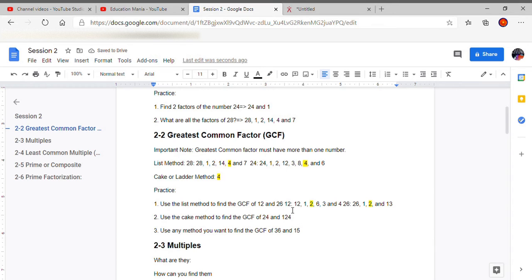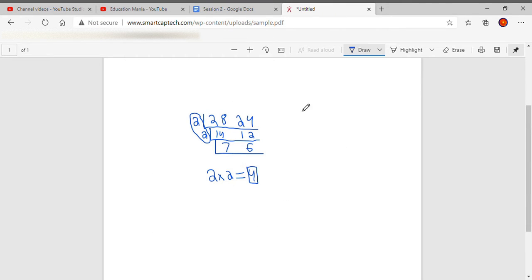Now, number 2. Use the cake method to find the GCF of 24 and 124. You're gonna need a paper for this. You can't do it on docs unless you guys are geniuses and you found a way, or you can just open a PDF like I did. So yeah, I'm gonna do it here. So the numbers were 24 and 124. So this one we can start with 2, and we get that 12.